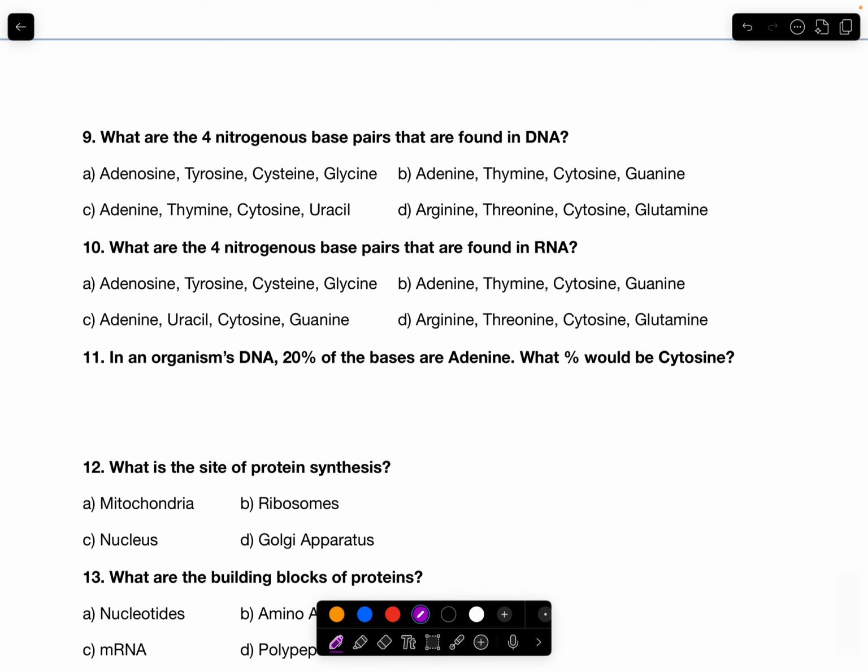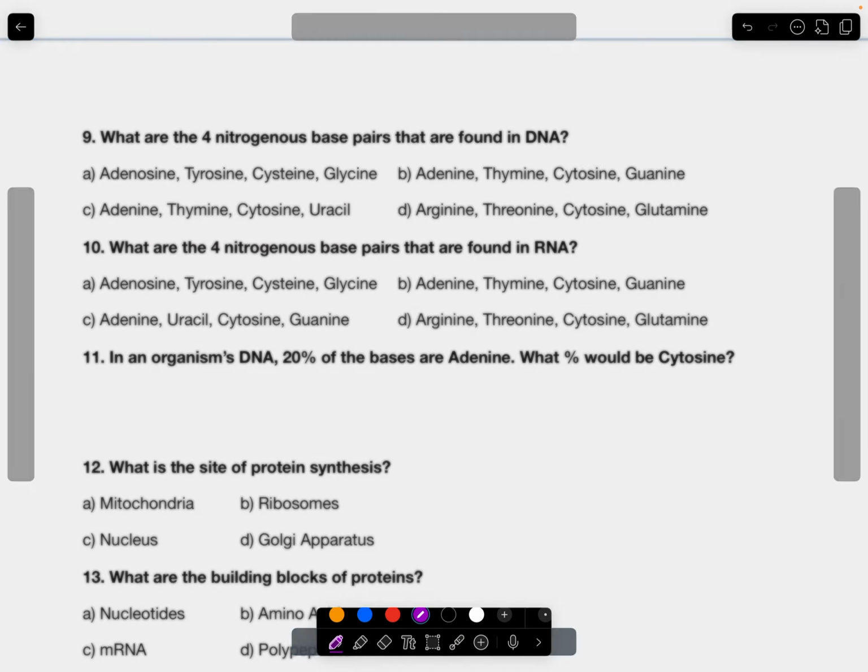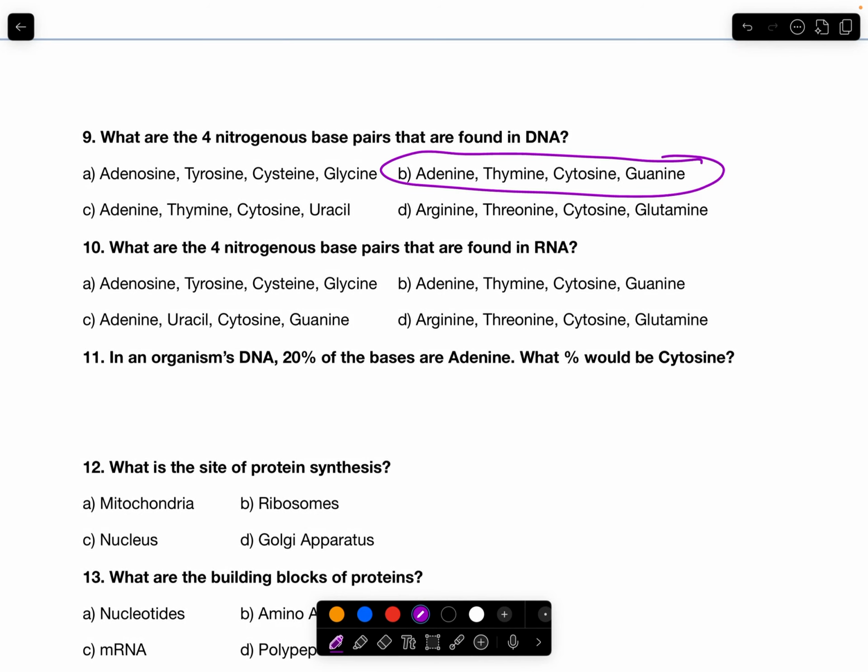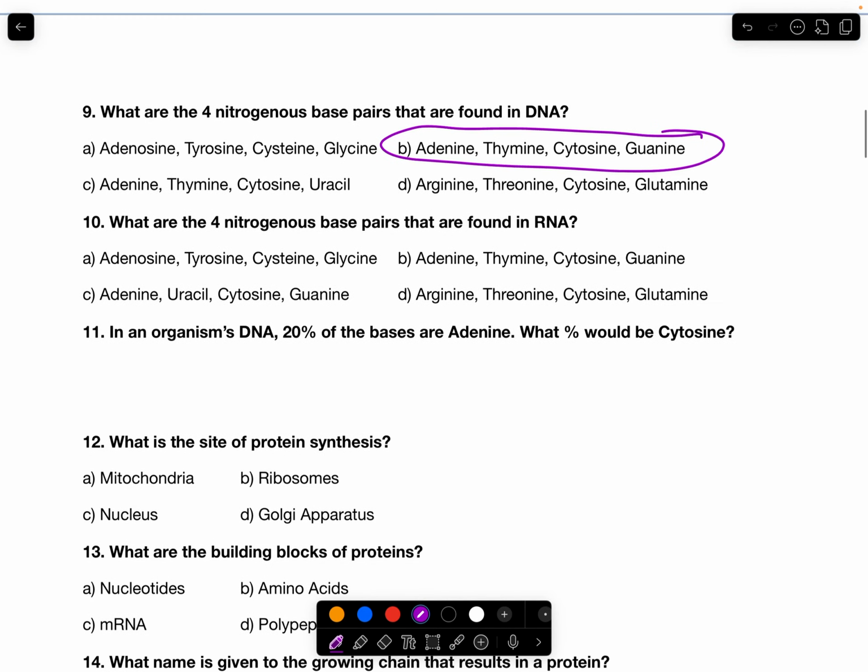What are the four nitrogenous base pairs that are found in DNA? We need A, T, C, G, basically. So the problem with these is these are A, T, C, G, but these aren't the words that you were taught. This has uracil. It was this one here: adenine, thymine, cytosine, guanine. What are the four nitrogenous bases that are found in RNA? When it's RNA, there's the U one, uracil.